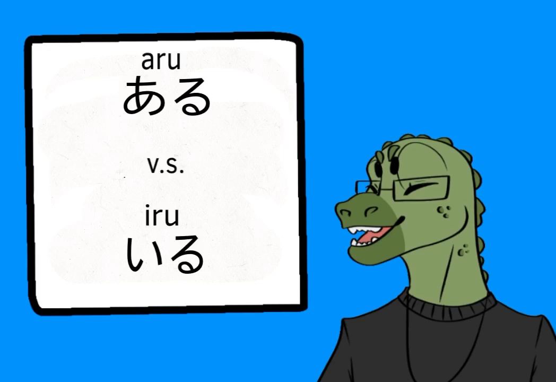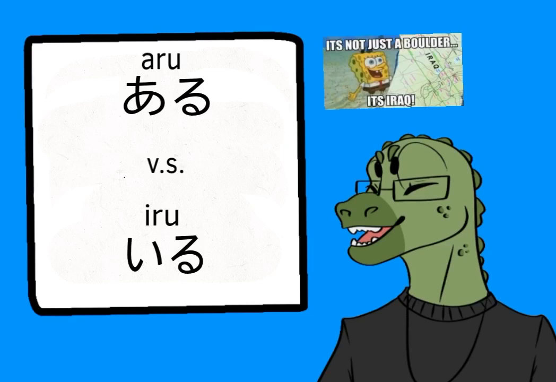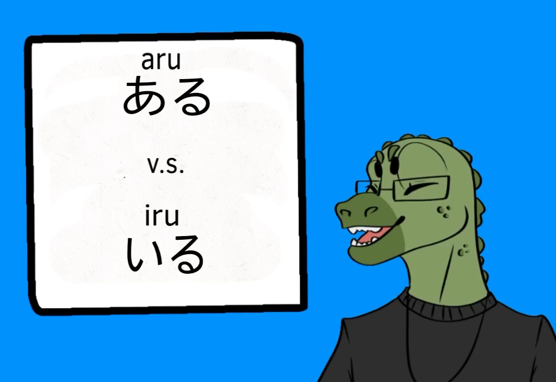Now, aru and iru both mean to be in the sense of existing. So then, why do 2 of these verbs exist? Well, simply put, the difference between the 2 is that aru denotes non-animate objects, while iru denotes animate objects. So an animate object, more specifically, would be people and animals, right? An inanimate object would be something like a rock or a tree, or a vehicle of sorts, a train, right?